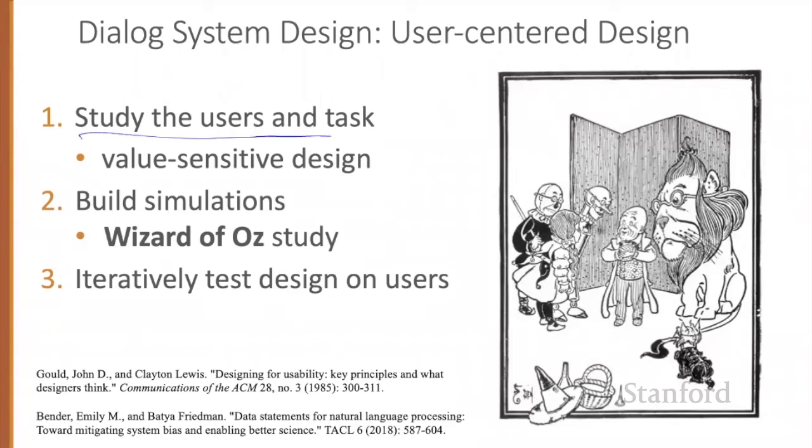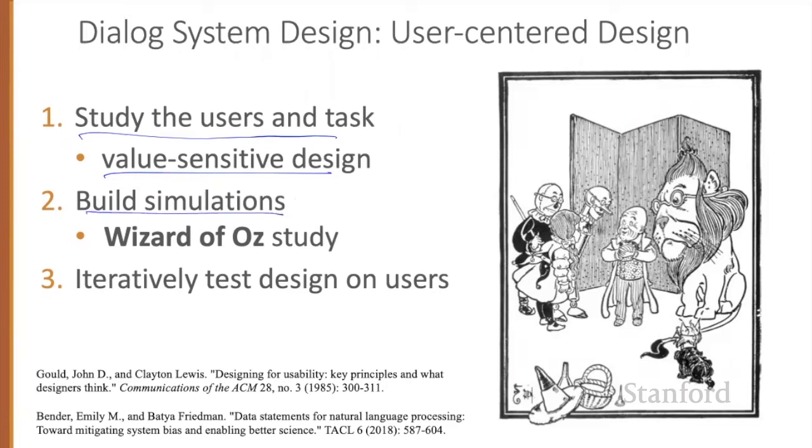First, study the users and the task. Understanding the potential users and the nature of the task by interviews with users or investigations of similar systems. And it's important to incorporate value-sensitive design, in which we carefully consider during the design process the benefits, harms, and possible stakeholders of the resulting system.